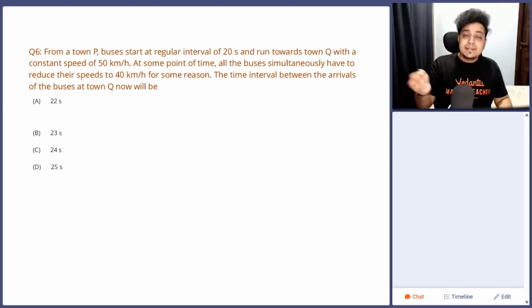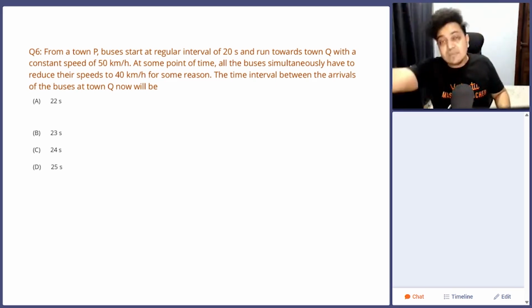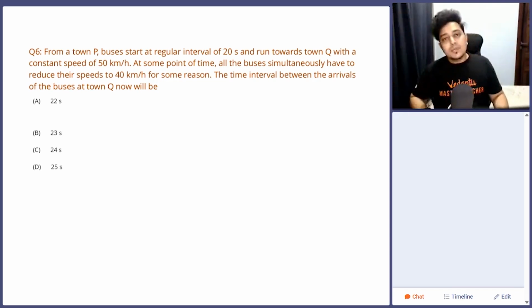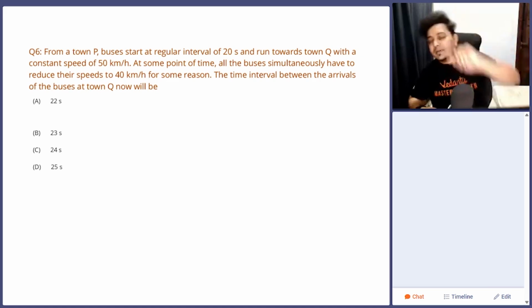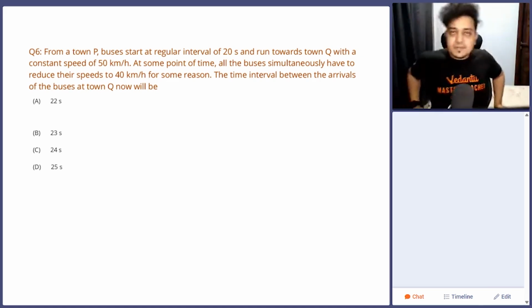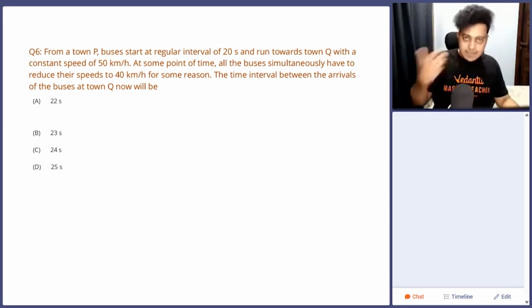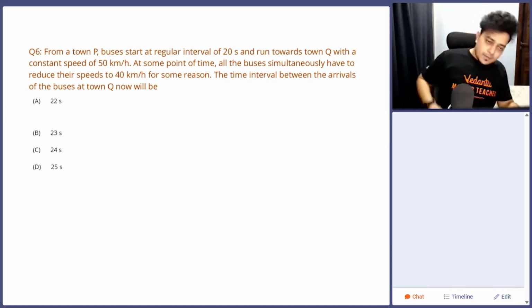Now the question is, we know the interval at which the buses were leaving town P. If they drop their speed, what will be the interval at which the buses will arrive in town Q? That means the time between two buses when they arrive. Now that time will be different because their speed is different now. So they will take more time to cover the same journey. So the space between them or time between them will change because all of them have reduced their speed for some reason.